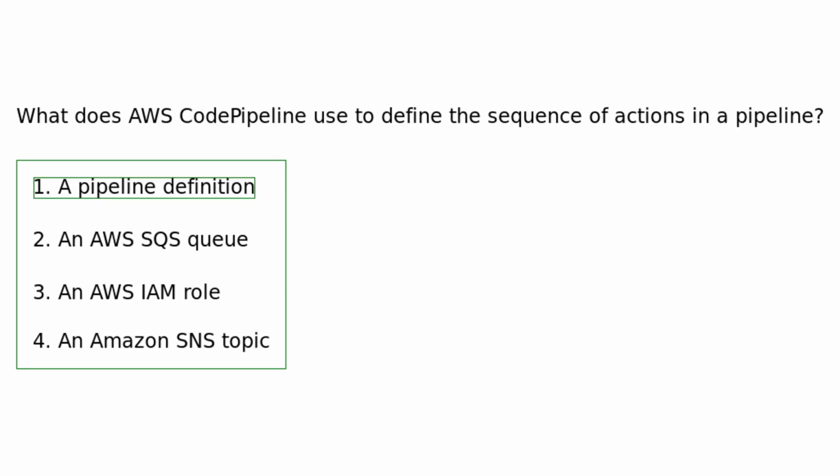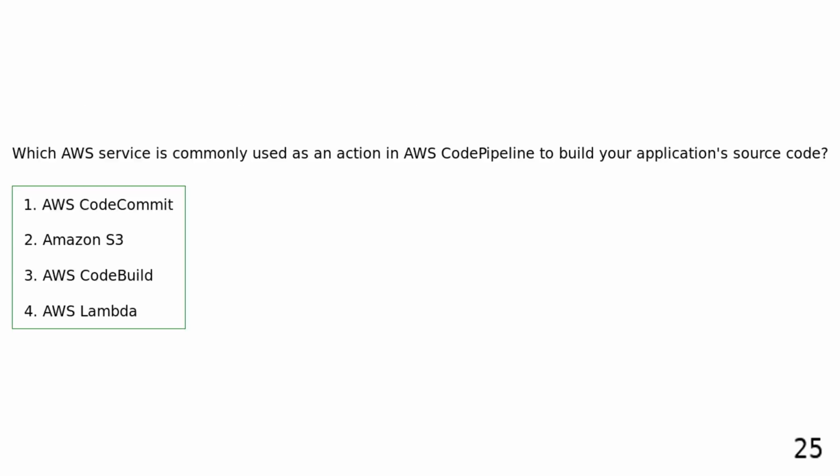AWS CodePipeline uses a pipeline definition to specify the sequence of actions that are to be executed in the pipeline. Which AWS service is commonly used as an action in AWS CodePipeline to build your application's source code? AWS CodeCommit. Amazon S3. AWS CodeBuild. AWS Lambda. AWS CodeBuild is often used as an action in AWS CodePipeline to compile, build, and package your application's source code.